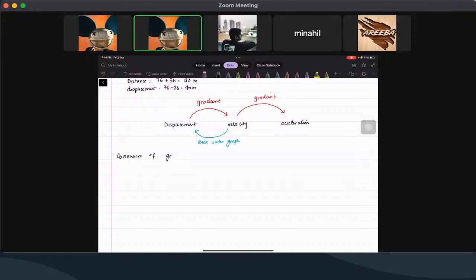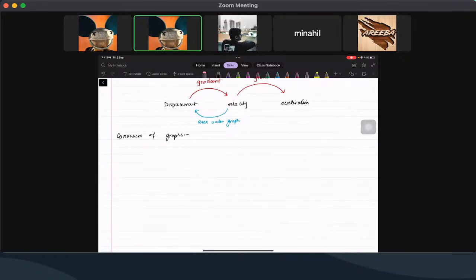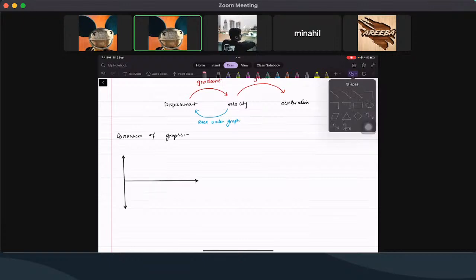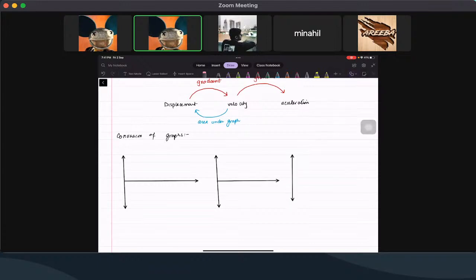of graphs. A lot of times the examiner might give you a graph and then say, draw a velocity-time graph according to it, or an acceleration-time graph. So what are you going to do then? Let's see. I'm just going to draw a couple of drawings and then we are going to analyze them. This is where this chapter gets tricky, because it confuses you if you don't remember the rules that I just told you. So just go through the rules once, please, while I'm drawing this, so that you are aware of what you are trying to find.